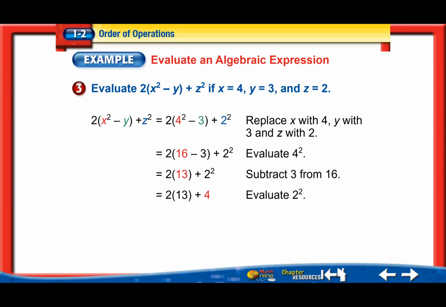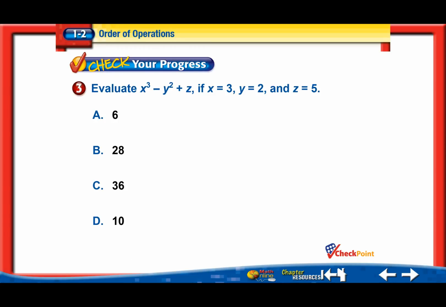Now it's multiply and divide from left to right. So 2 times 13 is 26. And then we're going to add that to the 4. Comes out to 30. And then check mark your answer. Pause this one, give it a shot.